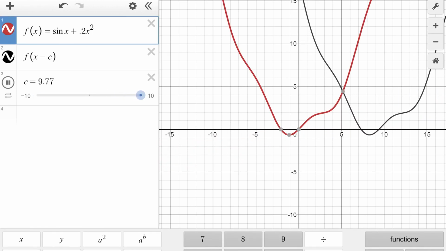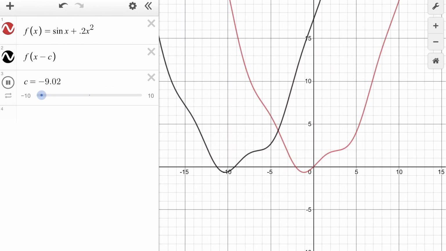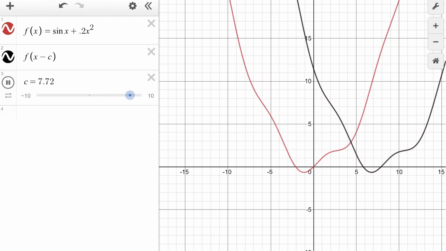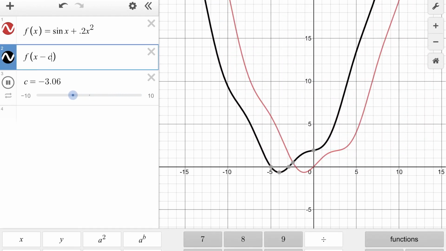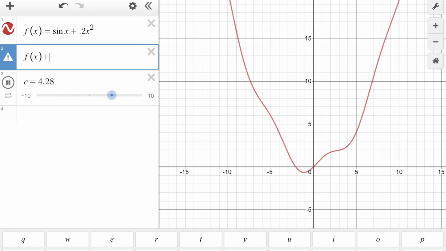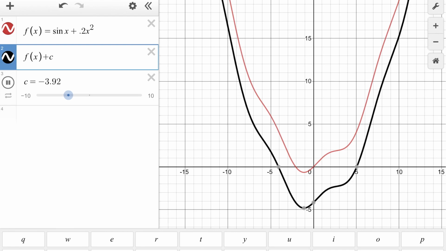Throw a square on that. Let's see, maybe you can see it better here. So we're just doing left-right shifts of whatever the red graph was. And if you want to do up-down shifts, put a plus, a constant there at the end, and then let C vary, and you see we just get vertical shifts up and down.